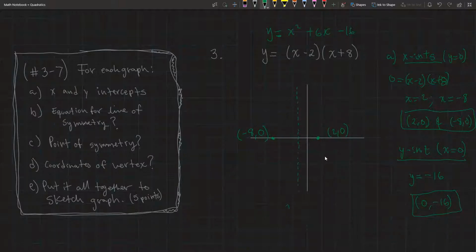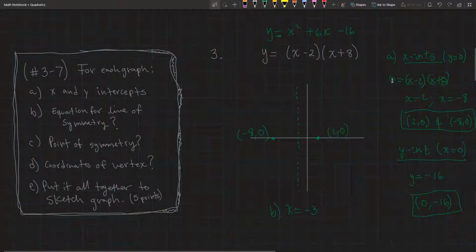There we go. That's a little bit better. And what was this value? It is the average of these two. Negative 8 plus 2 is negative 6. So therefore, this should be x equals negative 3. So there's the equation of the line of symmetry. That's letter B. Okay, we're moving along.